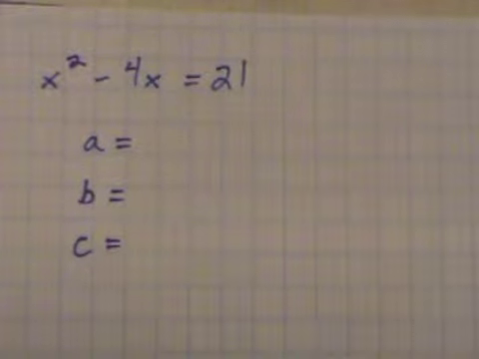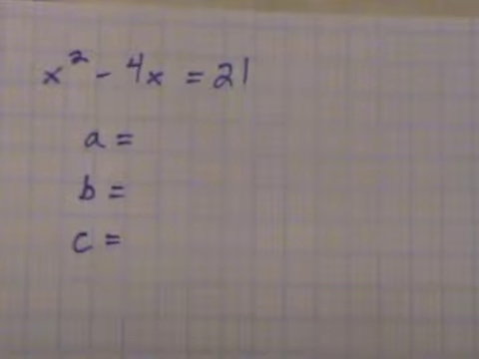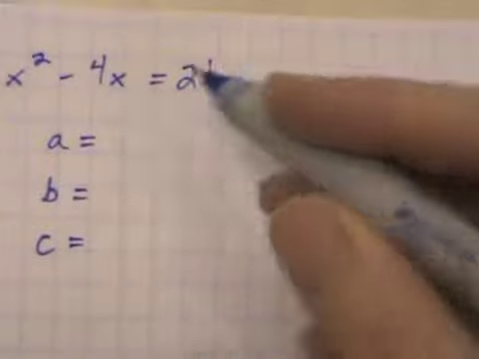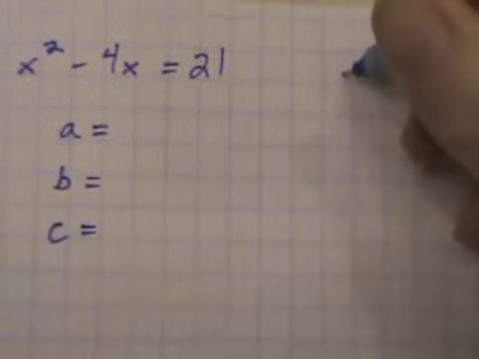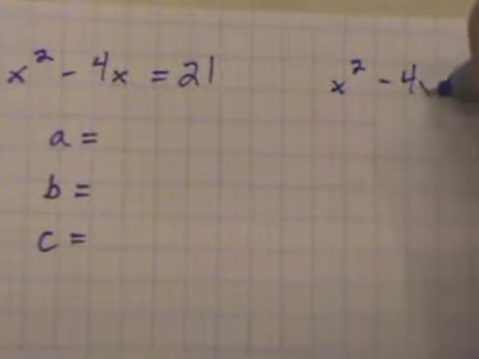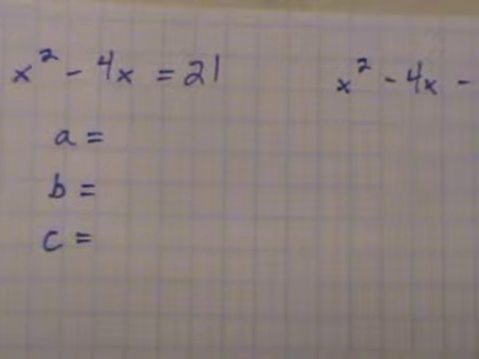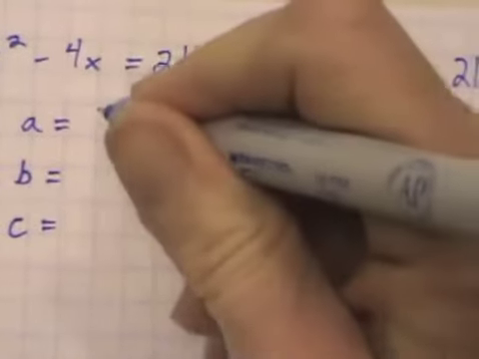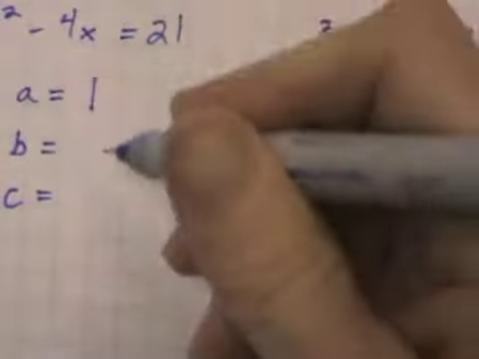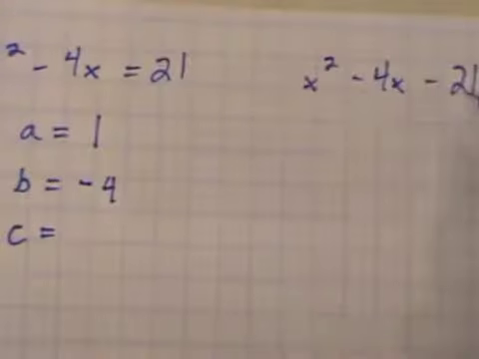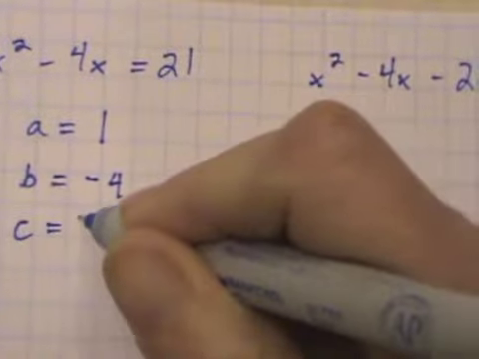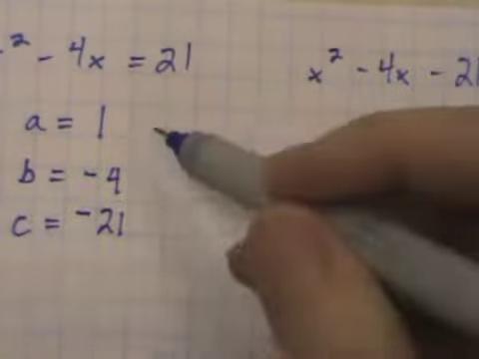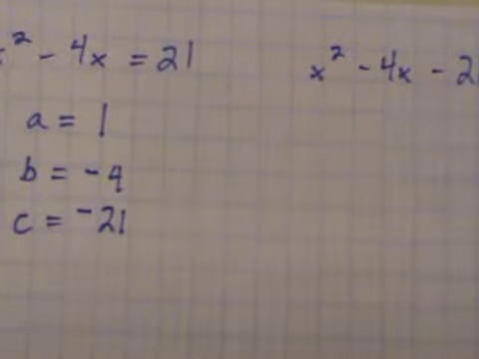So here's a quadratic equation, x squared minus 4x equals 21. How are we going to use the quadratic formula? Well, first you have to figure out what this is in standard form, which is simply x squared minus 4x minus 21 equals 0. Now that you've got it this way, it's very easy to tell. A is equal to 1, b is equal to negative 4, and c is equal to negative 21.